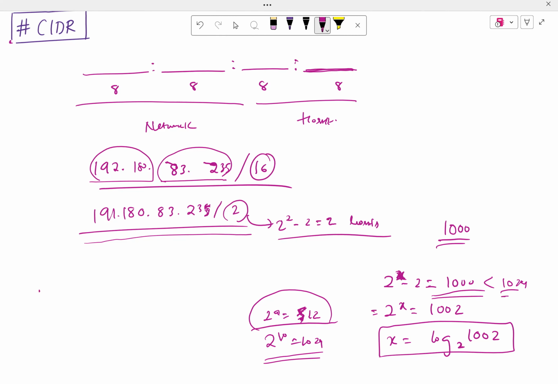Your notation will be 191.180.83.235. Let's say it's a demo of one of your addresses, and slash then 10.